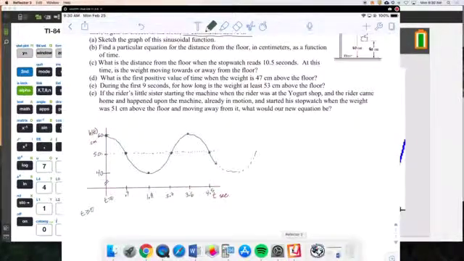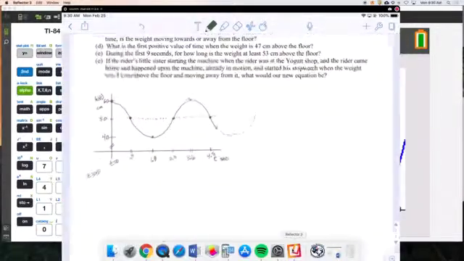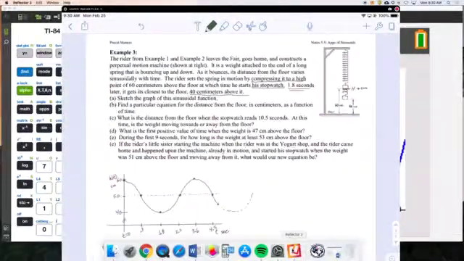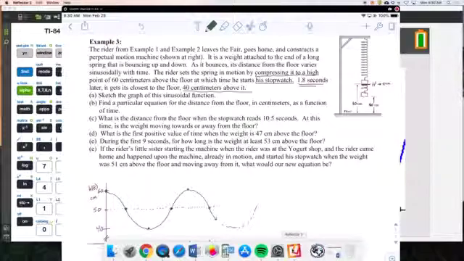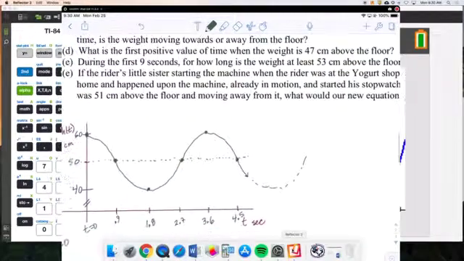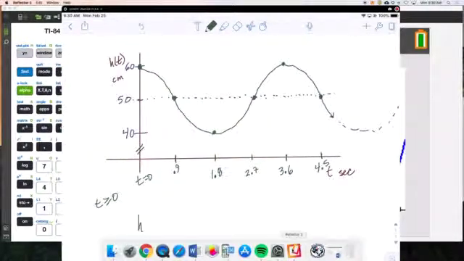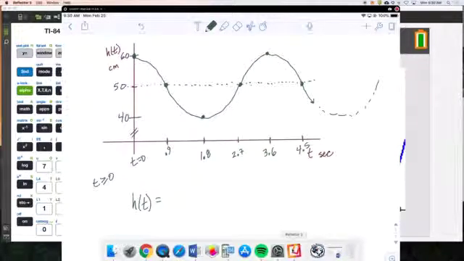That was pretty easy. And I've got the axis labeled, right? The height in centimeters, time in seconds. Okay, so that's part A. Part B now. Find the particular equation in centimeters as a function of time. So h of t equals, that's our first thing. Let's see if we could do this without listing the A, B, C, and D. Let's just see if we can get it from the graph.